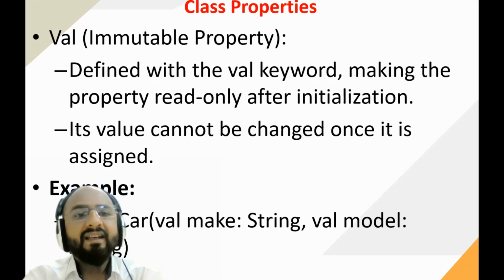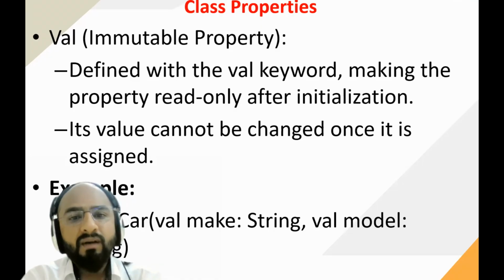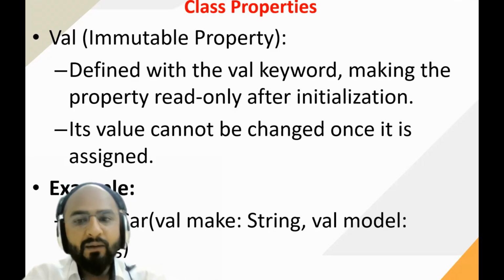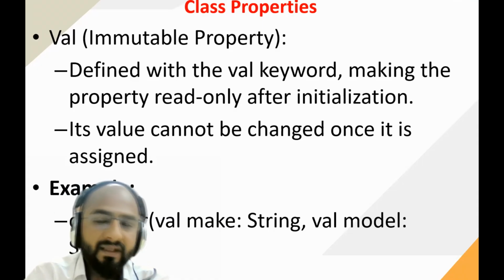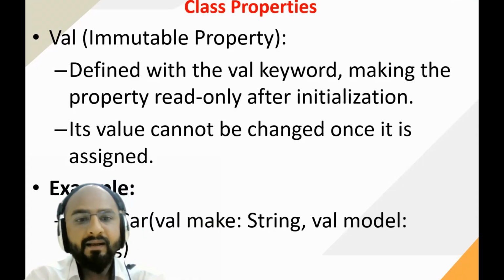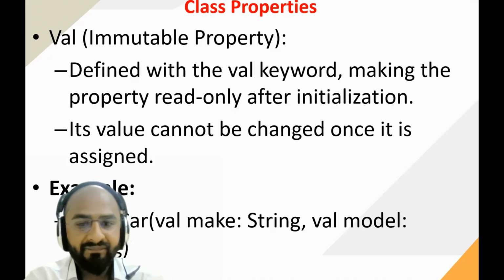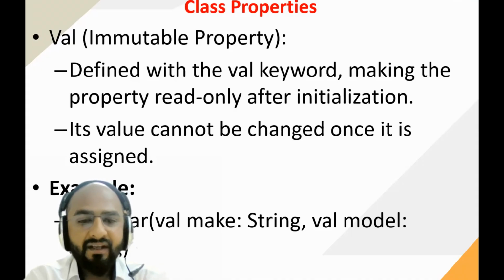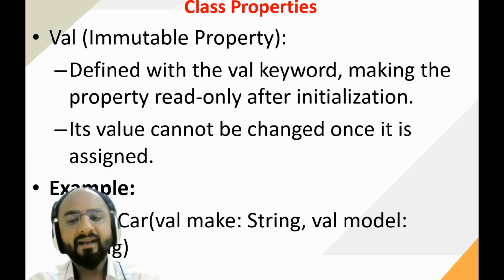It is defined with the val keyword. If you are creating a property of the class using the val keyword, it means it is an immutable property, making the property read only after initialization. The value of this property cannot be changed at runtime. Its value cannot be changed once it is assigned. For example, class Car. In that class Car, we have assigned two properties, val make: String and val model: String. So this class named Car has two properties, make and model.